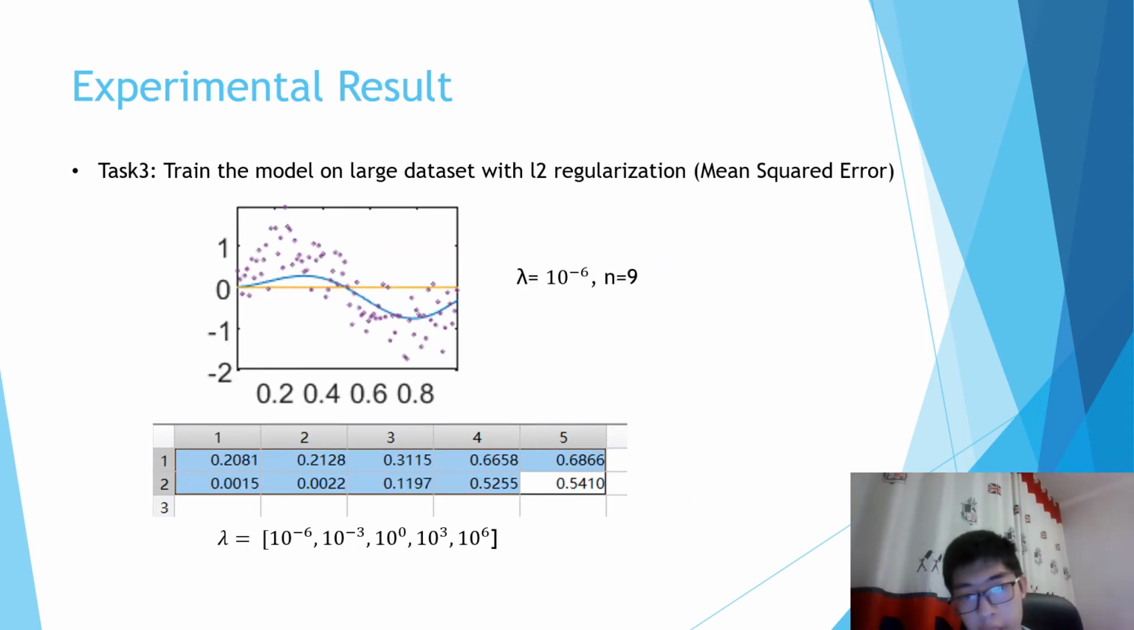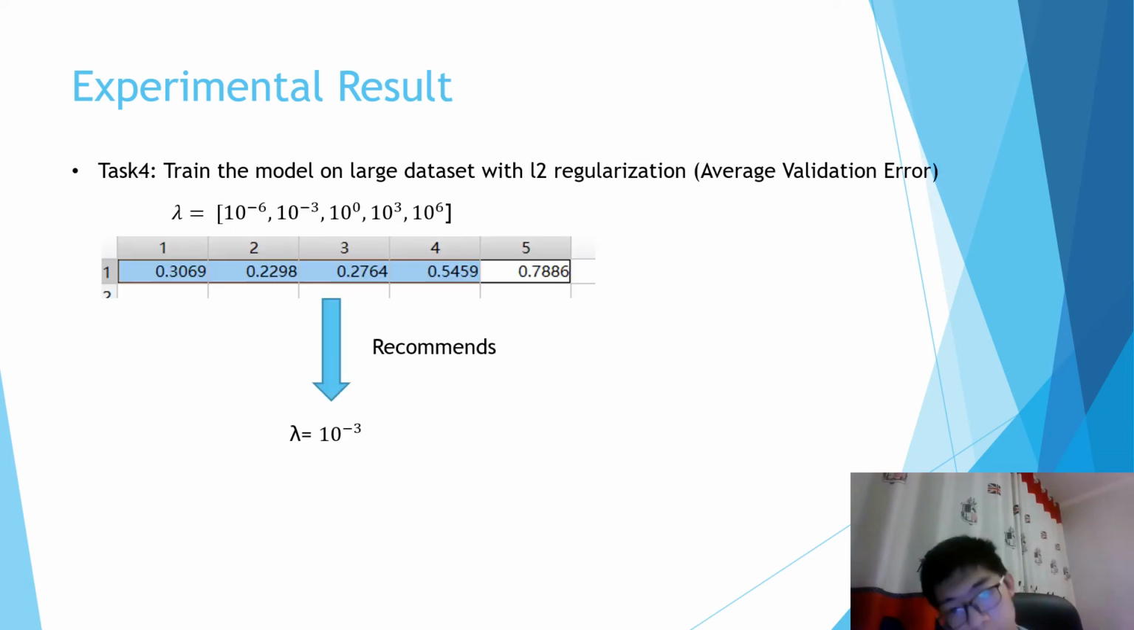In task 3, I try L2 norm regularization and try different ways to compute the mean squared error. You can see that 10 to the power of -6 gives the best testing performance. But when we use the average validation error, we find that when lambda equals 10 to the power of -3, the result is the best. So those are two different methods.